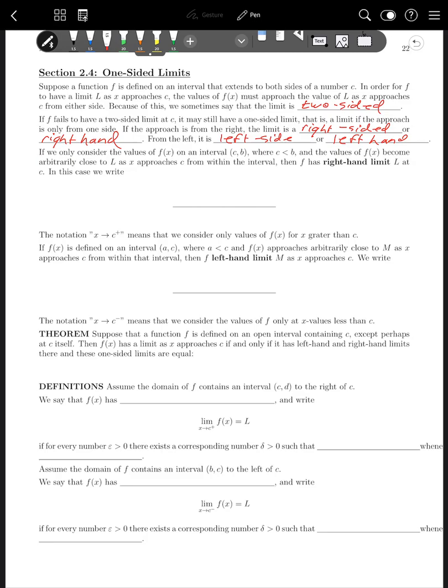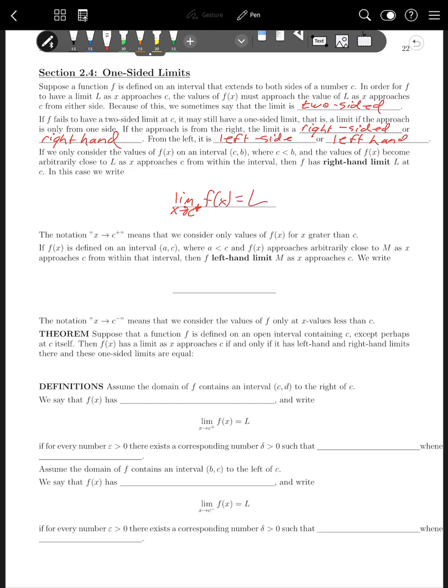If we only consider the values of f of x on an interval (c, b), where c is less than b, and the values of f of x become arbitrarily close to L as x approaches c from within the interval, then f has a right-hand limit L at c. And in this case, we write the limit as x approaches c plus of f of x equals L.